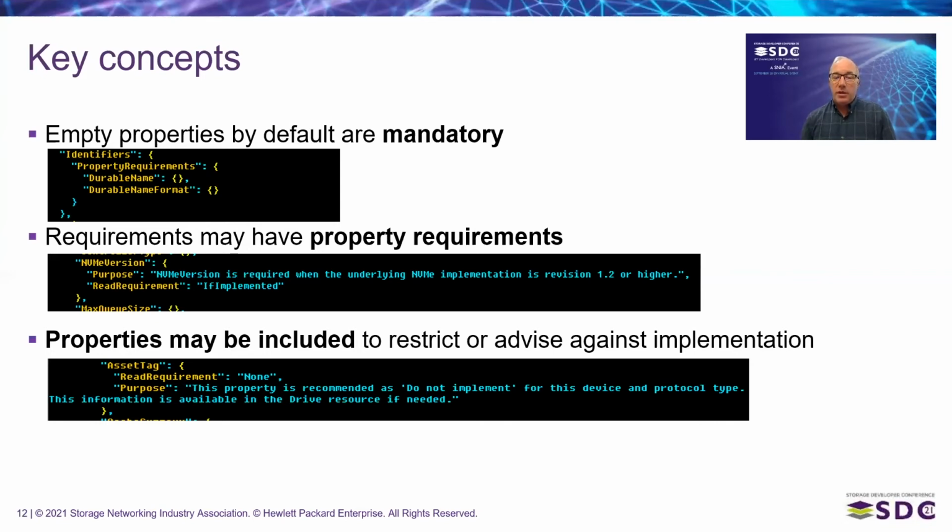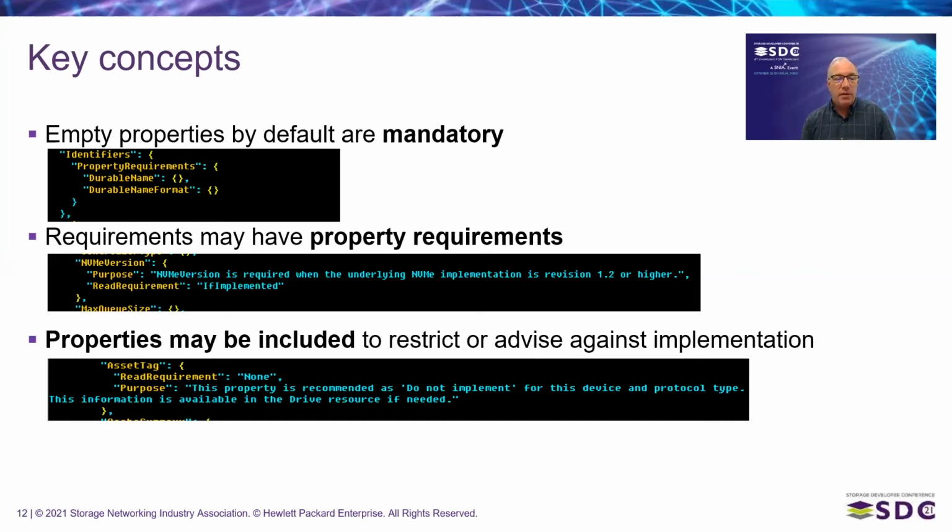Properties may also be included simply to restrict or advise against implementation. There's a number of properties that don't make sense for NVMe devices, and those are called out in the profile as well. I've called out an example here for asset tag. The asset tag in this case has no read requirement, and the purpose tells you that this requirement is recommended as a do not implement for this device and protocol type.